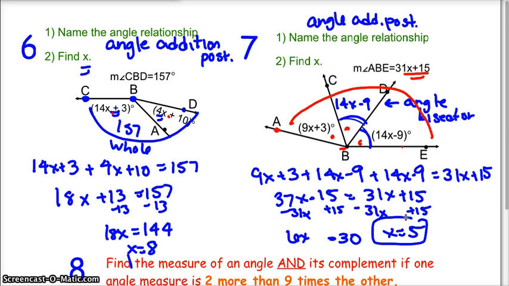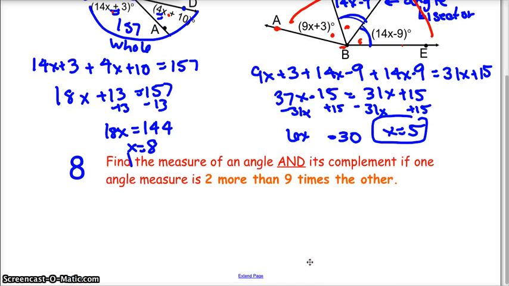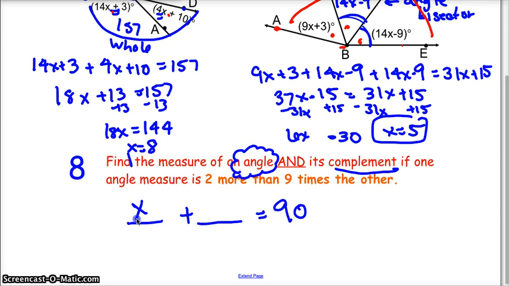And then lastly, it says find the measure of an angle and its complement. So think about for a second, complement meaning complementary, meaning that I have 2 angles that add up to equal 90 degrees. I don't know the measure of the angle, so let's call it x. But I need the angle and its complement. It says one angle measure is 2 more than 9 times the other. So this x stands for one angle, and I have no idea how much it is. But I know the other one is 2 more than 9 times it.